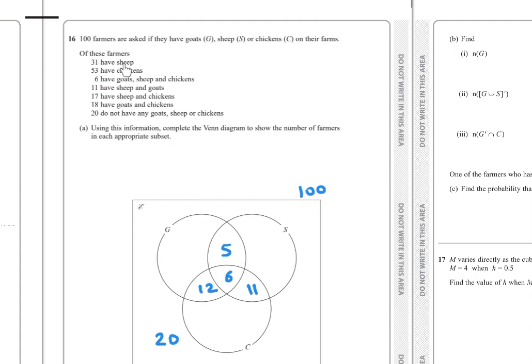Now we have 31 have sheep. So 31 inside this circle. So 31 minus 5 minus 6 minus 11 to find the number in this region equals 9. And 53 have chickens, so this region contains 53. So to find the number in this region, 53 minus 11 minus 6 minus 12 equals 24.